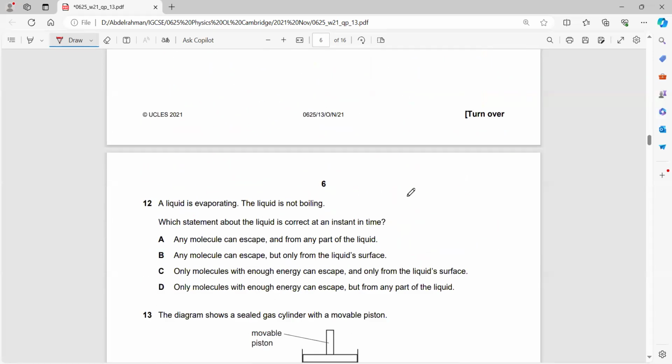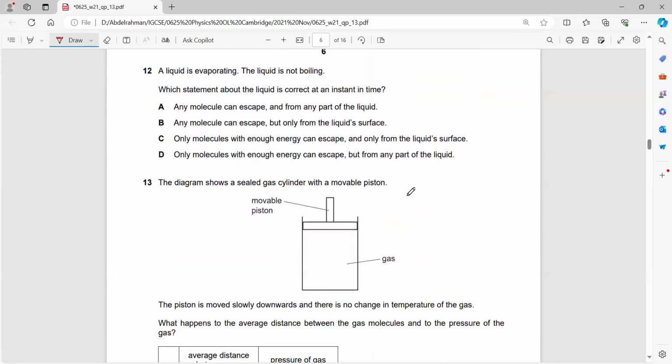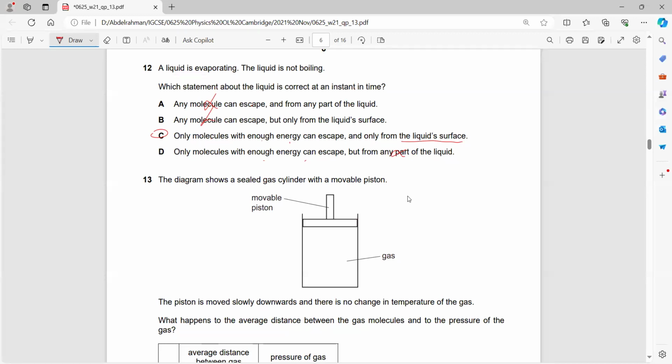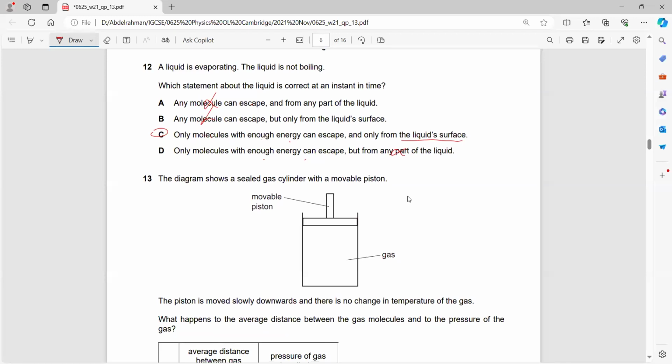Question 12. Liquid is evaporating. The liquid is not boiling. Which statement about the liquid is correct? Any molecule can escape? No, that's wrong. Only the molecules with enough energy. Can they escape from any part of the liquid? Nope, only from the surface of the liquid. This is evaporation. Only the most energetic molecules escape from the surface of the liquid.